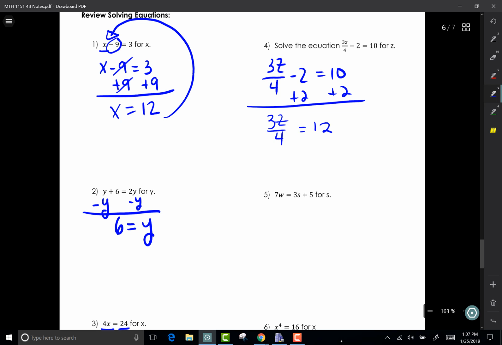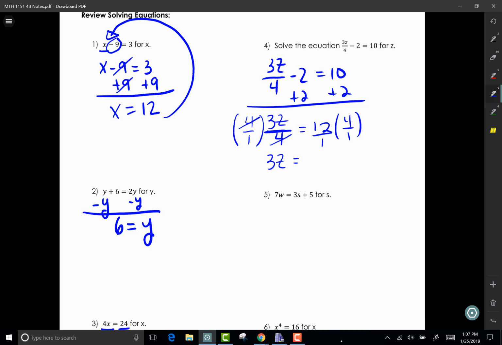Now, to get rid of the 4 in the denominator here, I can multiply both sides by 4 over 1. So I can get rid of the 4, and I'm left with 3z on the left. And then on the right-hand side, I have 48. And then my last step is to figure out what times z would give me 48. And you can do that by dividing both sides by 3. So I get z is 16.